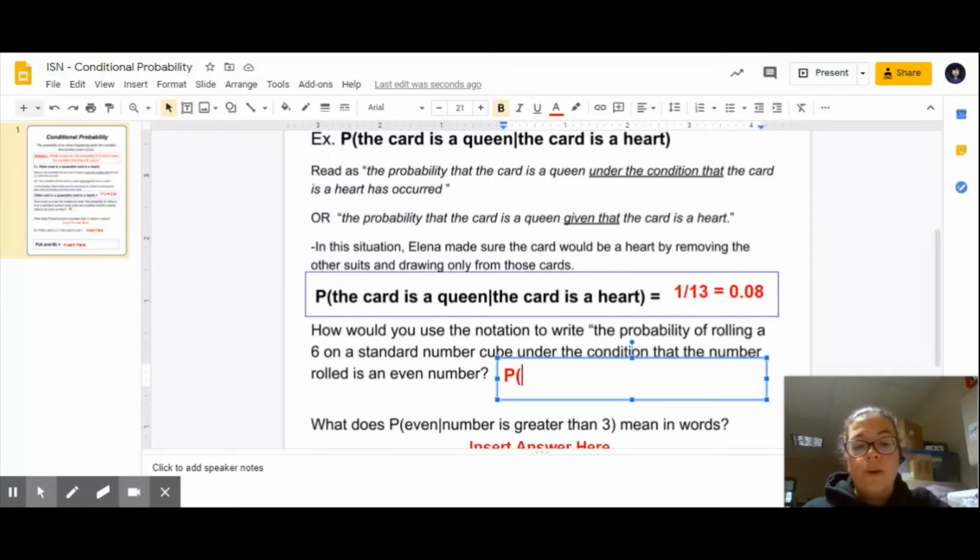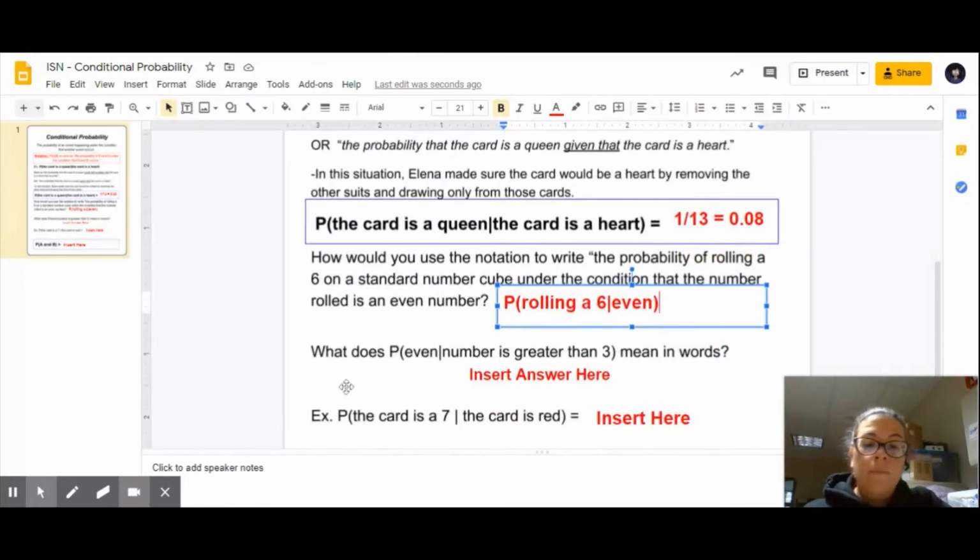The first part is rolling a 6. So I'm going to say rolling a 6, under the condition that, so I'm going to use that vertical slash, or given that the number rolled is an even number. So I'm going to say even. The probability of rolling a 6 given that it's an even number.